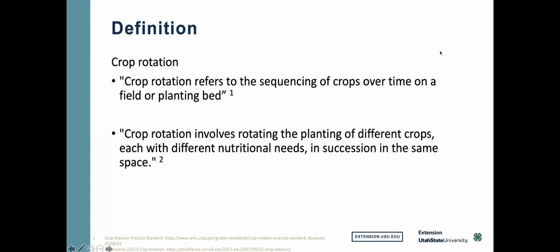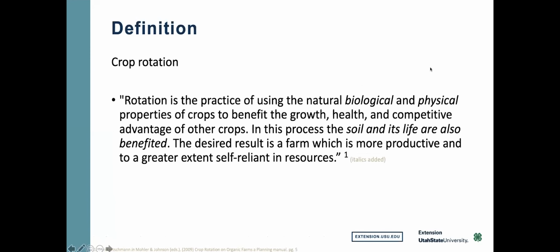Now, expanding on those, this last definition I'll offer here is that rotation is the practice of using the natural biological and physical properties of crops to benefit the growth, health, and competitive advantage of other crops. In this process, the soil and its life are also benefited. The desired result is a farm which is more productive and to a greater extent self-reliant.